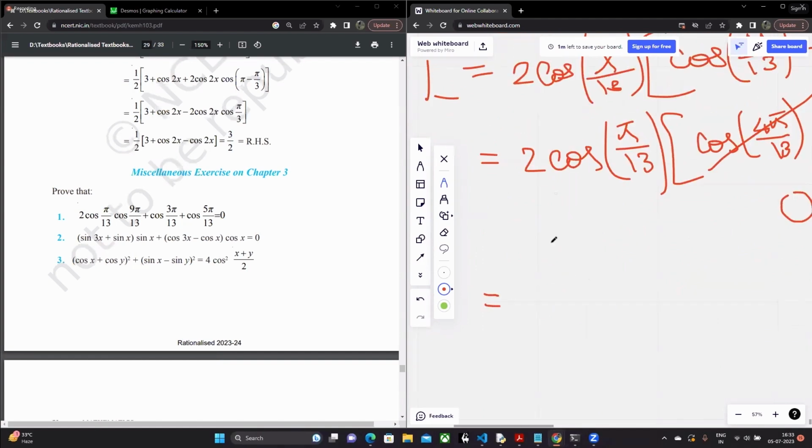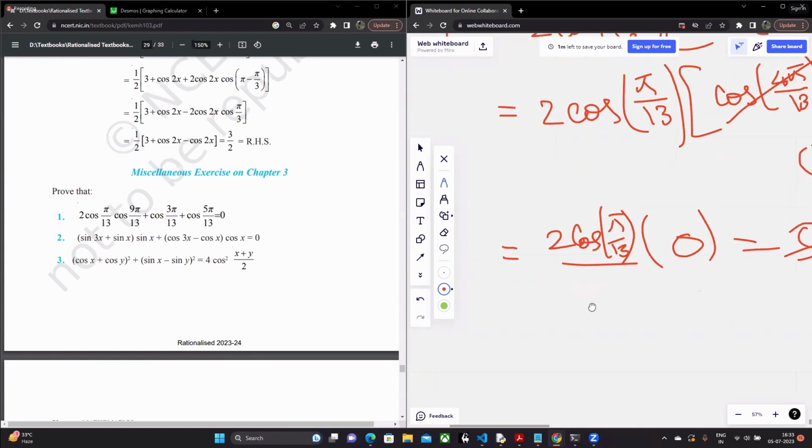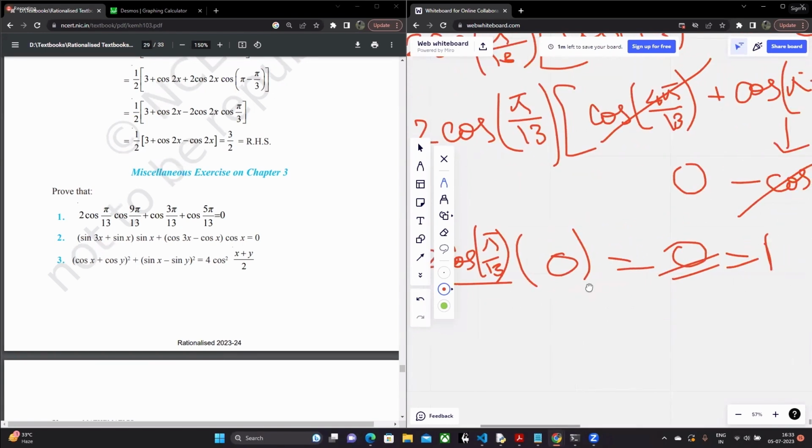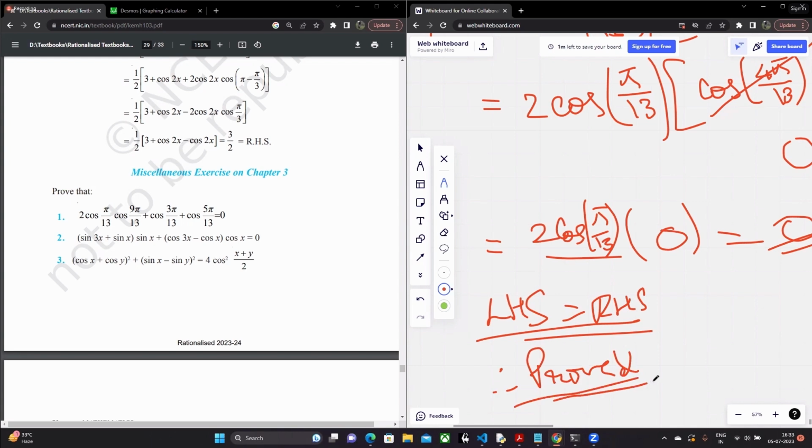Therefore, you are basically having something multiplied by 0. And that something is going to be 2 cos of pi by 13, which is equal to a big fat 0, which is the right hand side. Therefore, LHS is going to be equal to RHS. Therefore, proved. Very simple.